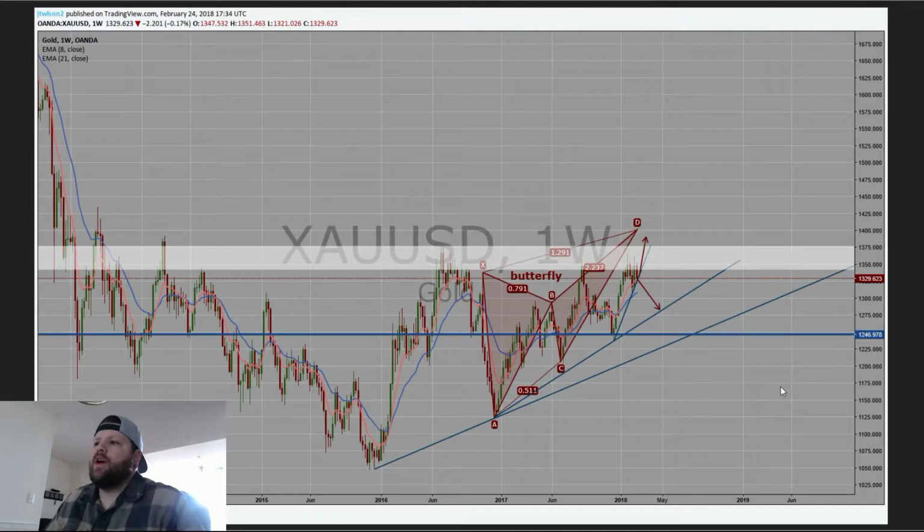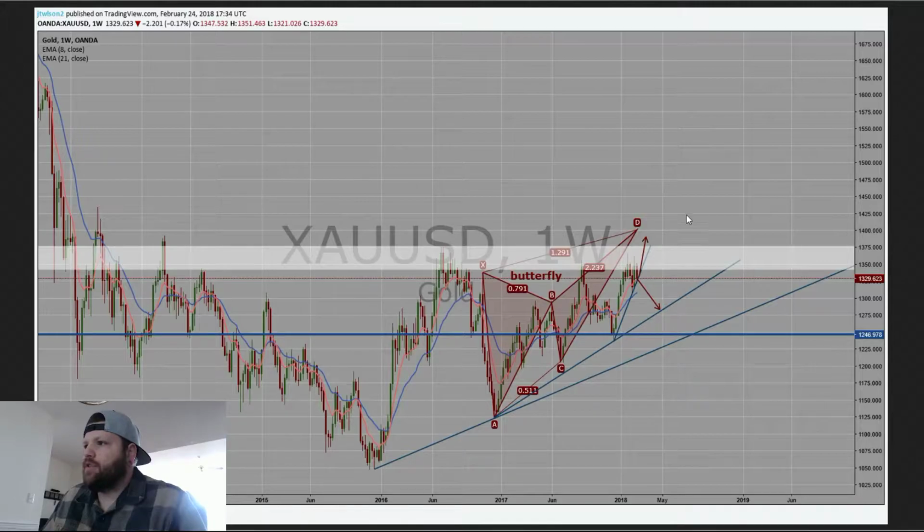XAU USD on the weekly time frame will be next. We do have a zone drawn right here, which price currently has rejected. Last week's candle rejected that area again. So we have multiple rejections of this zone across the board over the last, I don't know, about last year. 3 rejections of this zone that we have drawn. There's a butterfly pattern that completes right above that zone.